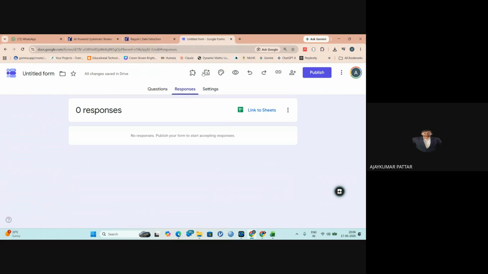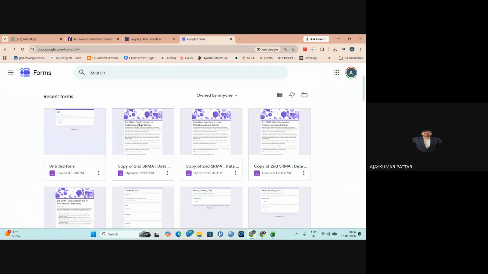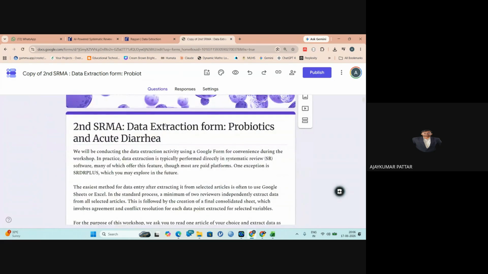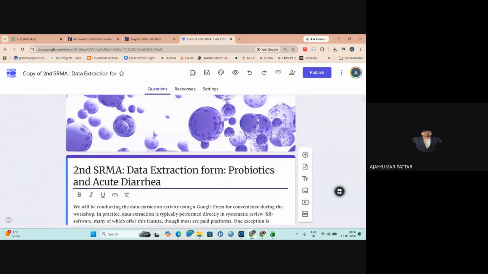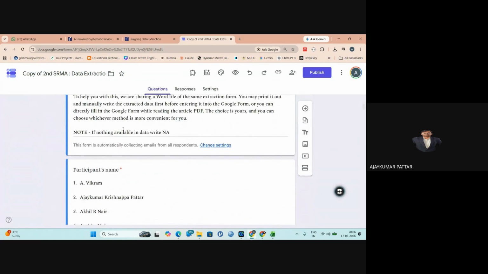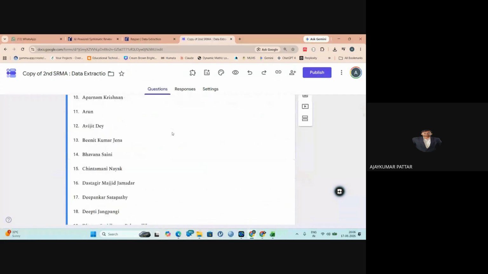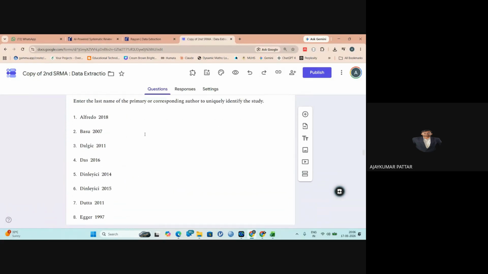So that is also an easy way to do the extraction. Rather than going directly to sheets, if you create the Google form with these particular headings, then that is also easier. I will show the previous one. I filled this while participating in a particular workshop. They had made this kind of Google form, and they sent us all the papers, and we did that one. Study ID.